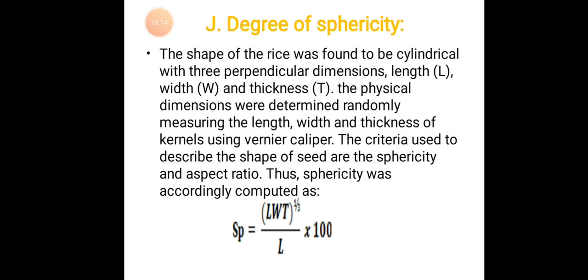Degree of sphericity. The shape of the rice was found to be cylindrical with three perpendicular dimensions: length L, width W, and thickness T. The physical dimensions were determined randomly, measuring the length, width, and thickness of the kernels using a vernier caliper. The criteria used to describe the shape of a seed are the sphericity and aspect ratio. Thus, the sphericity was computed as SP is equal to (LWT) to the power of 1 by 3, divided by L, into 100.